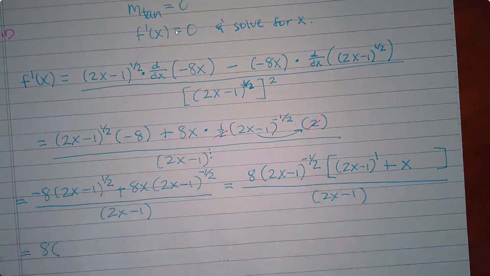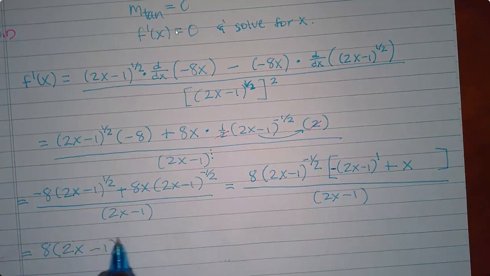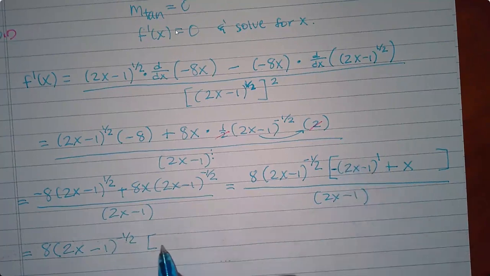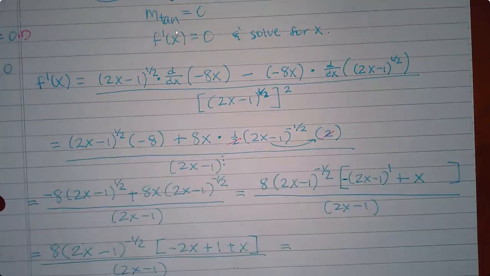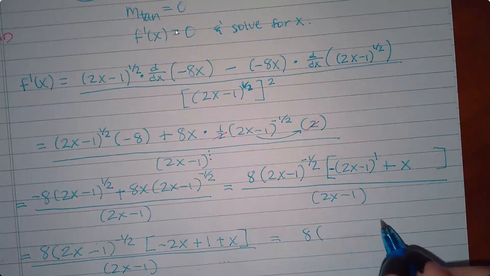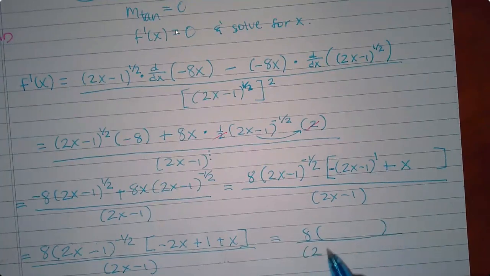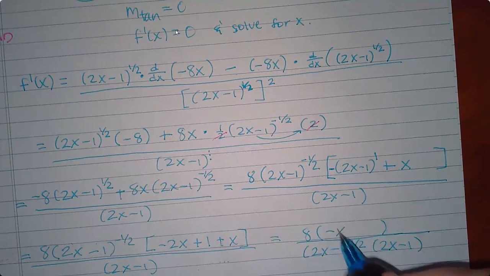Oh, you're right. Where should that negative go? Yes, right there. So then in this parentheses over here, in the brackets actually, I'm going to have a negative 2x, positive 1, and then positive x. So what are we going to get in that parentheses after I combine my like terms? Negative x plus 1. Okay.